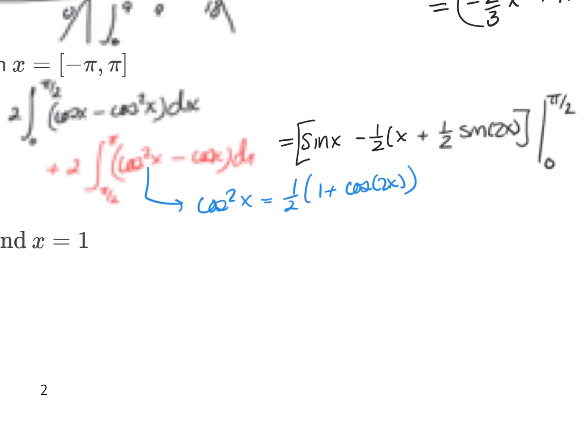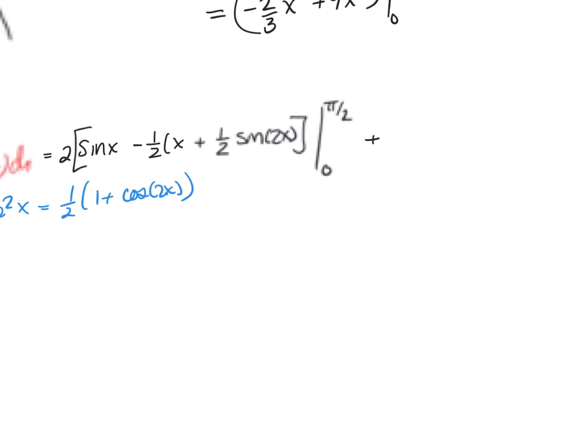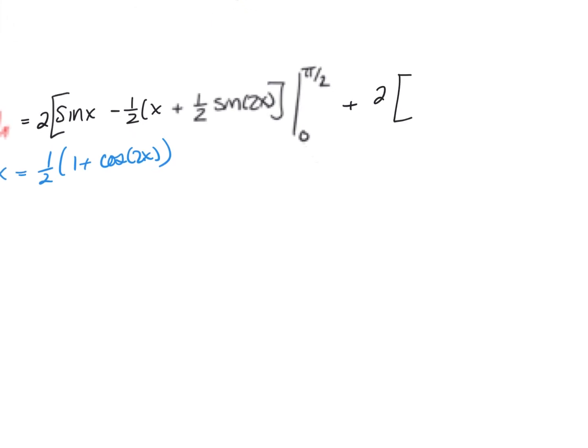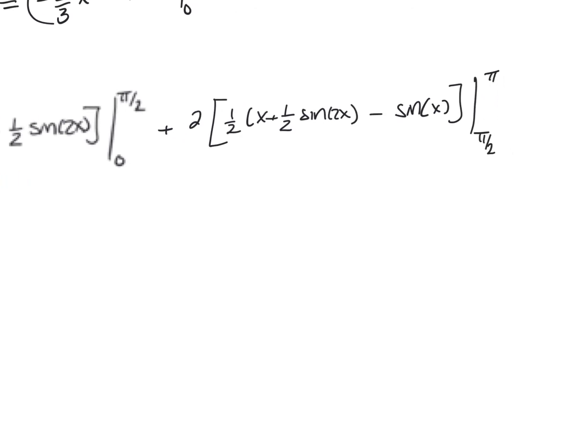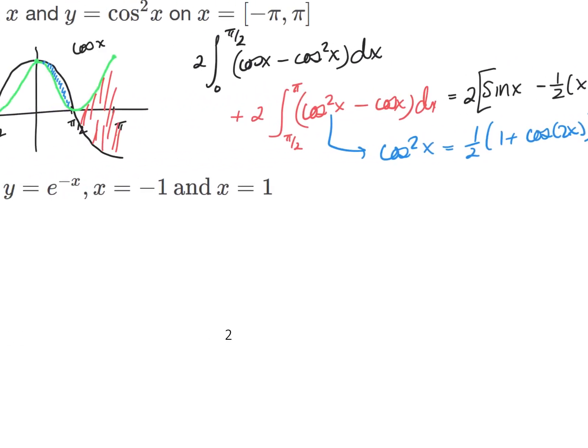Oh, and don't forget we are multiplying this thing by 2 because we have the left and the right side. So multiplied by 2, and then plus 2, and then 1/2 x plus 1/2 the sine of 2x minus the sine of x. And this one gets evaluated from pi halves to pi. And then from there, you should be able to evaluate that. So I'll leave that to you.